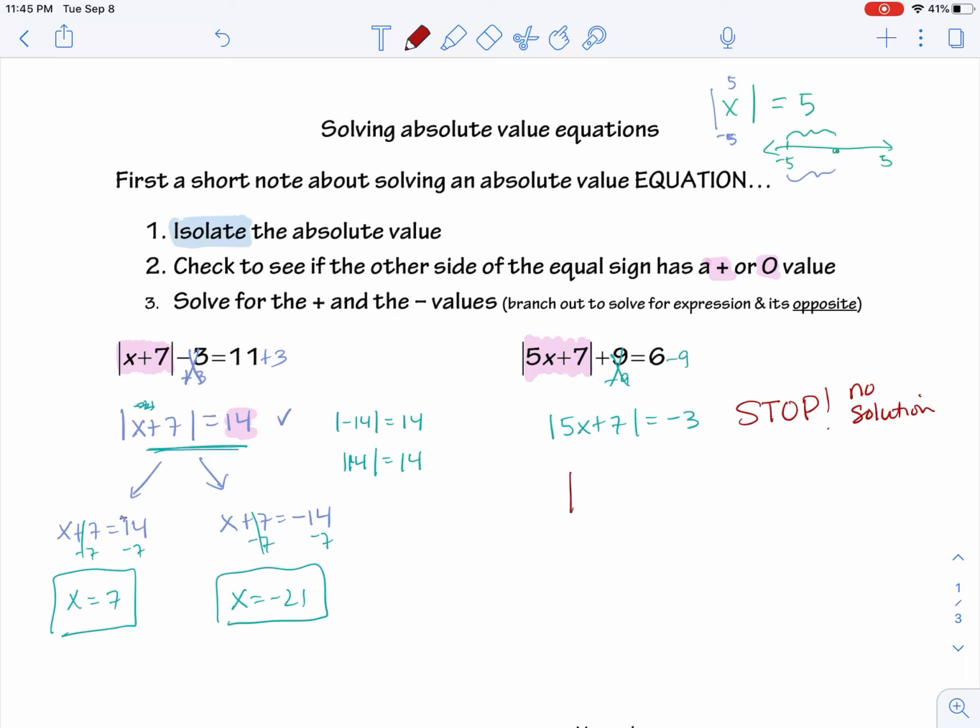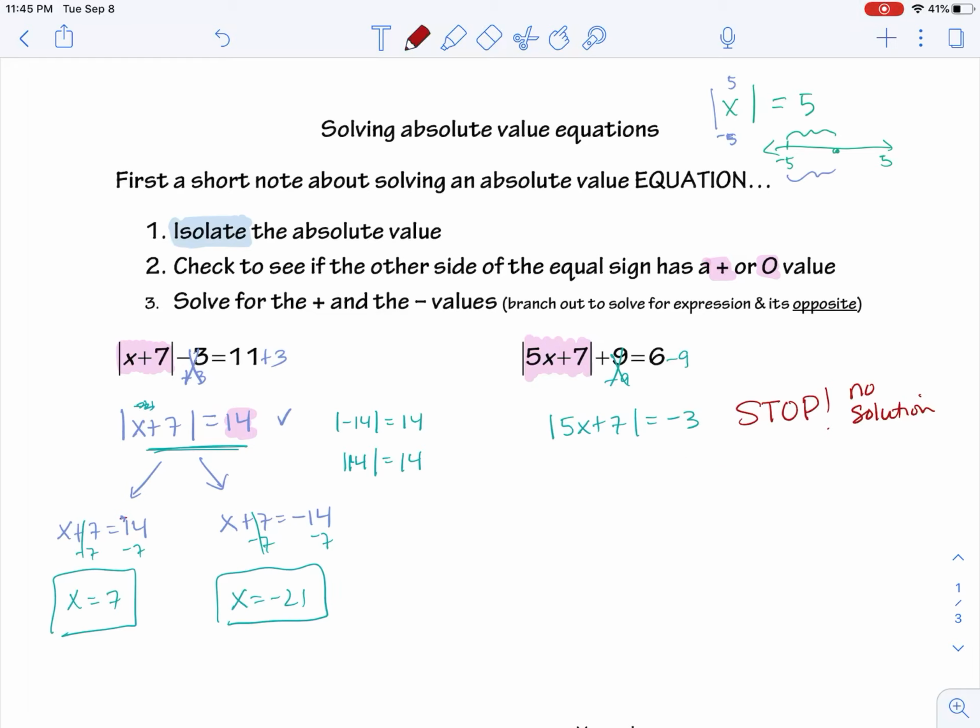And that is because there is nothing that we could have in this absolute value that will come out to be negative 3. There is no distance in the world that is negative 3. So again, if you think of it as a distance, it makes sense why this side of the equal sign cannot be negative.